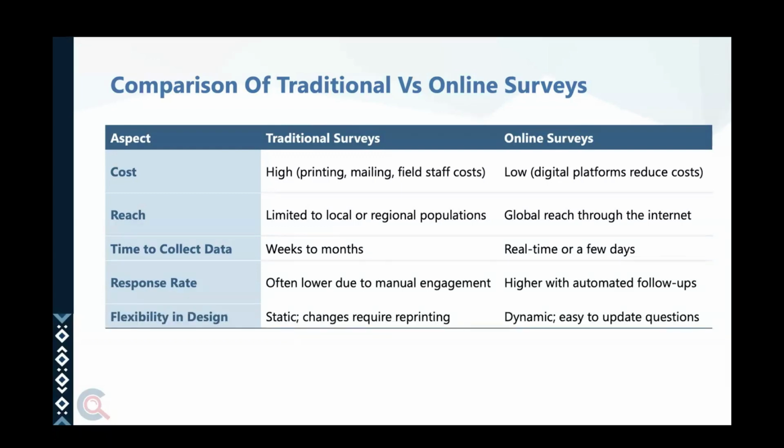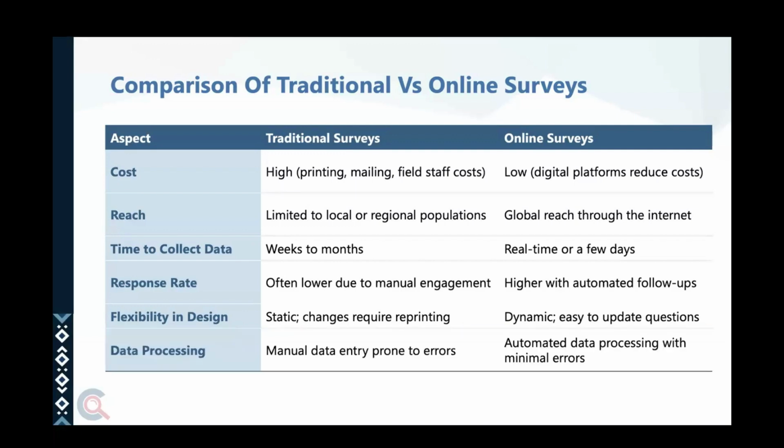The next is flexibility in design. Once you've printed your forms in traditional survey methods, it is very hard for you to change them because now you have to probably reprint everything. So these surveys are not really flexible. They are quite static, and the changes are very difficult to implement. Unlike in online surveys, if a change is a trivial one, you can just basically edit the form and then you deploy, which makes it very easy for you to make updates.